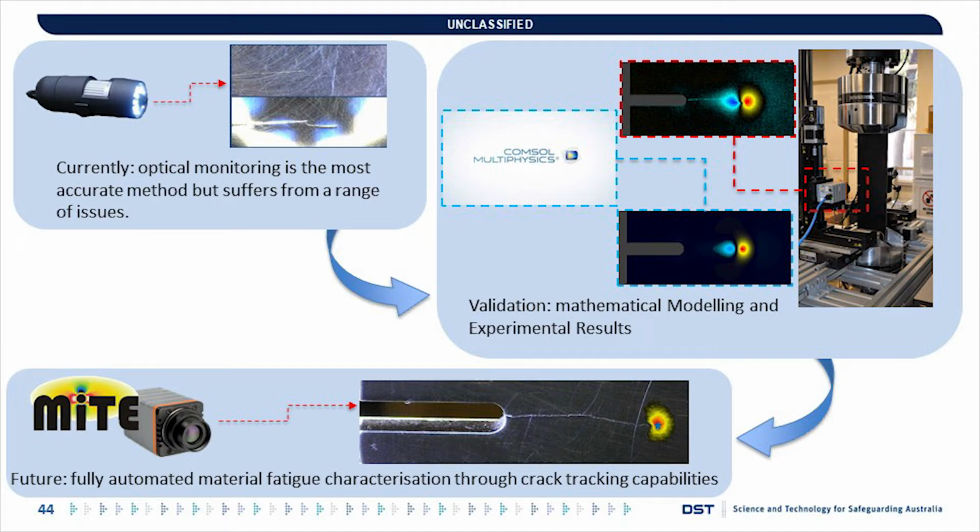Whereas TSA itself, which has been worked on at DST for the past decade or so, in conjunction with software developed by DST, Mighty, is able to remove this human error, as well as provide a fully automated capability of tracking fatigue cracks through thermoelastic stress analysis. However, there is an issue with blurring of these images, as you can see here, and this is due to the rate at which the specimen is tested. So this is where my work comes in.